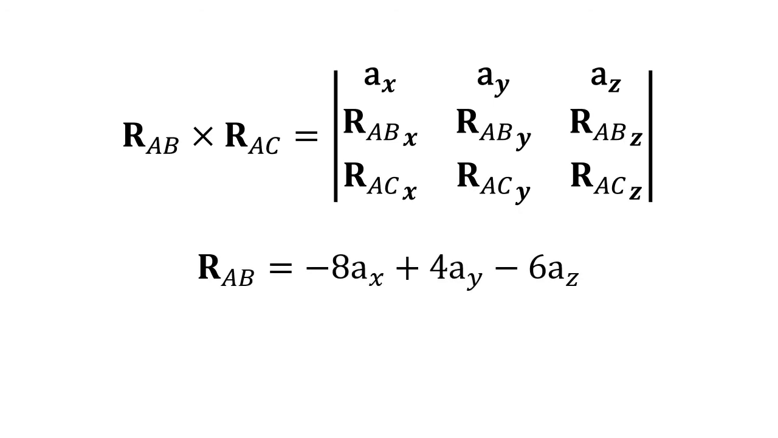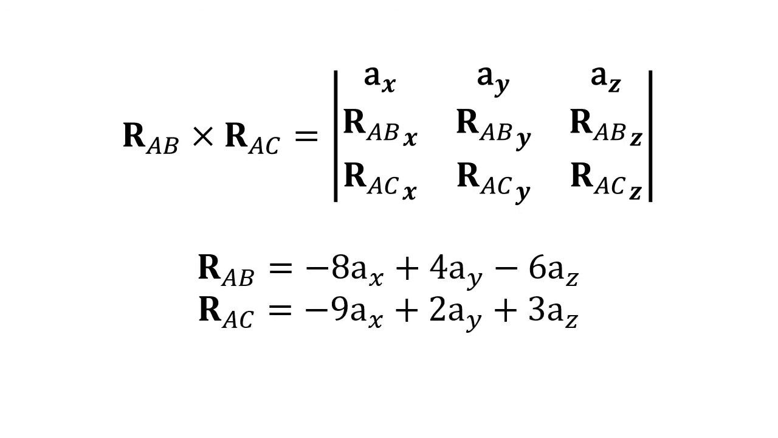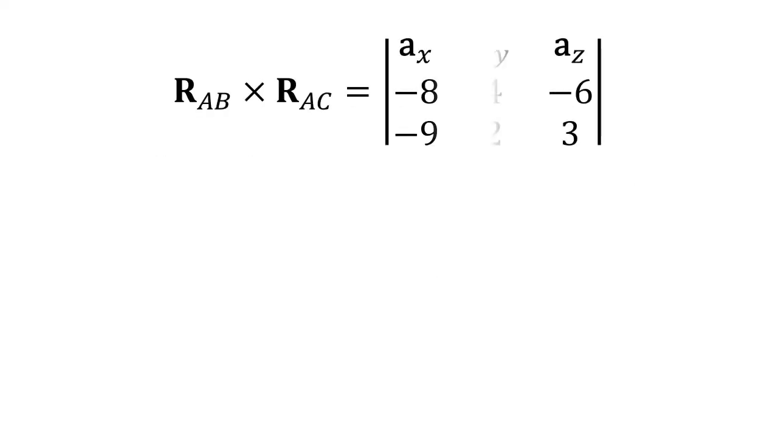Yung components nila, yan, negative 8, 4, negative 6, nilagay lang natin dito sa second row. Negative 9, 2, and 3, nilagay natin sa third row. Yung first row, hindi natin papalitan. So, the matrix would look like this.